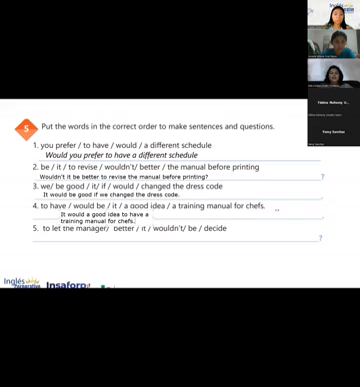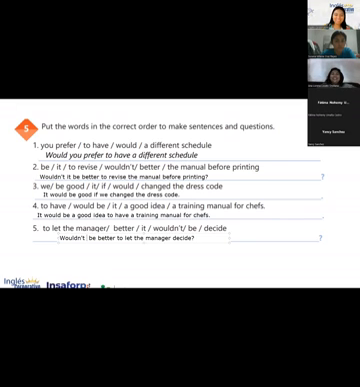And the last one is a question. Okay, the last one is a question. Wouldn't be better. Okay. To let the manager decide. Would it be better to let the manager decide? But you are missing the subject. Wouldn't it be better? Okay, very good. Yes, well done. Okay, so you see, it was simple, okay? It was a piece of cake.